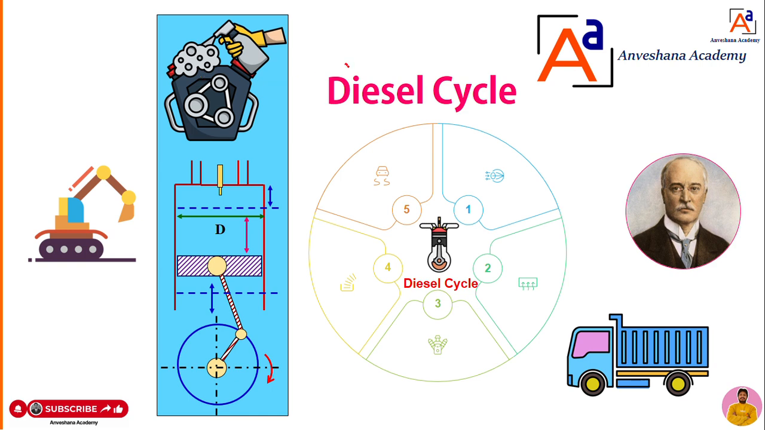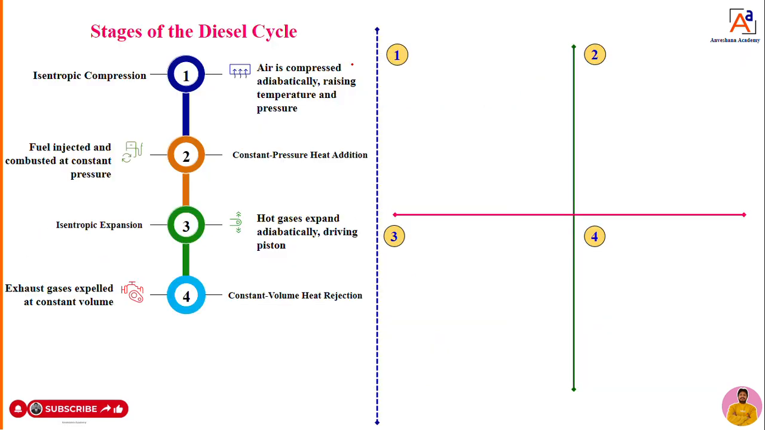Dear students, in the previous class we studied in detail the compression process, the heat addition process, the expansion process, and constant volume heat rejection, because it is very important to derive the equation. Once again I will do a quick repetition. What is isentropic compression?